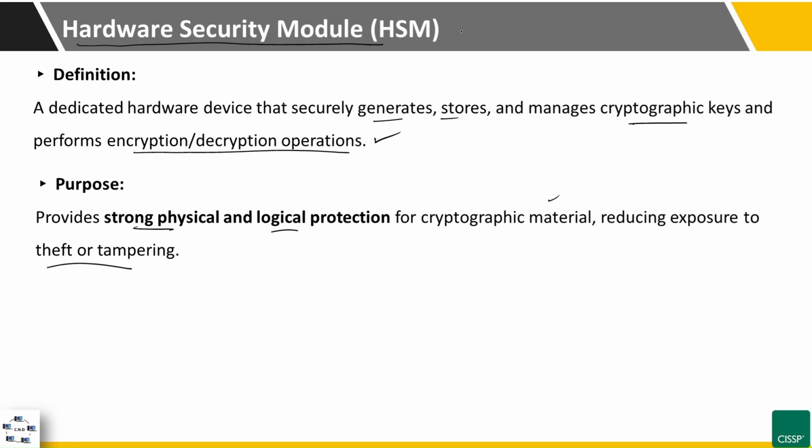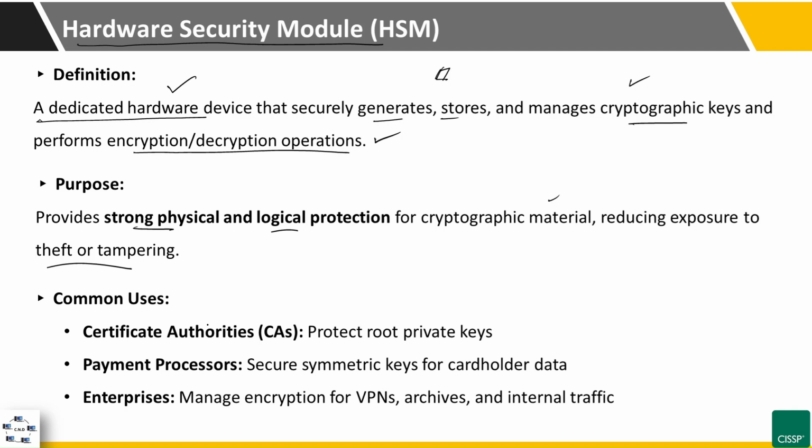What is the difference then between the HSM and TPM? TPM, as we said, is a chip that is part of a system. For example, it may be part of a server, a PC, or a laptop. On the other hand, HSM is dedicated hardware on its own, and its core purpose is to manage cryptographic keys and cryptographic operations.